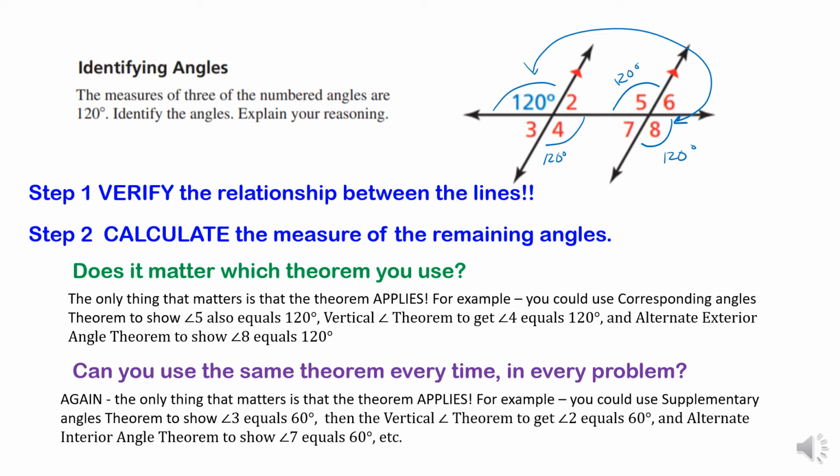For example, you could use supplementary angles to show that angle 3 equals 60. This is a linear pair, so this equals 60. And then angle 2 would equal 60 by the vertical angle theorem. Or I could say that these are a linear pair, and so it equals 60. So on and on you could find out. The main thing is it has to apply, okay? So that's the key.